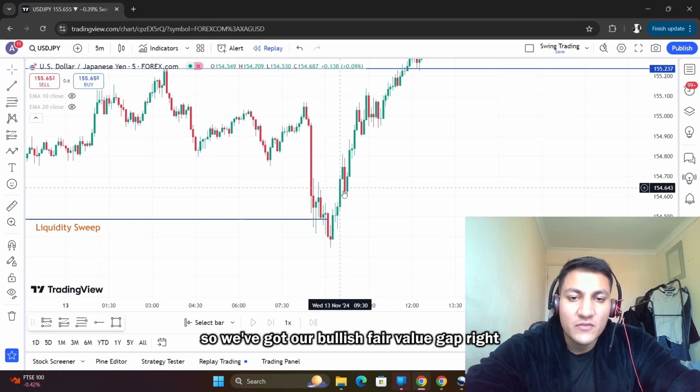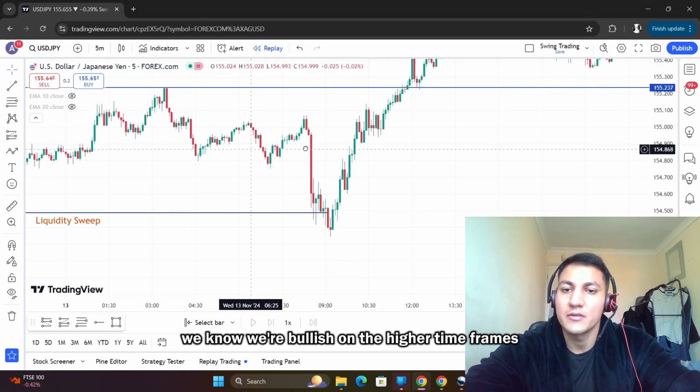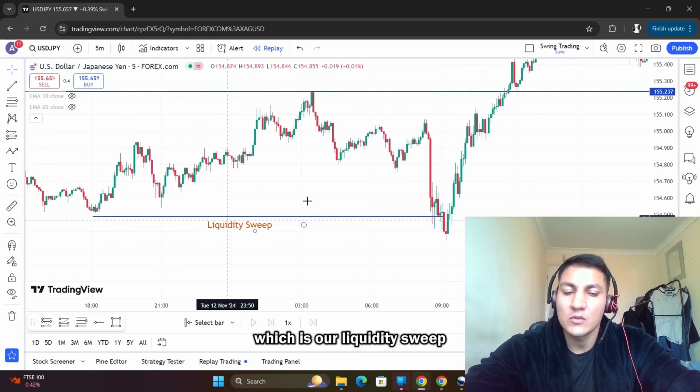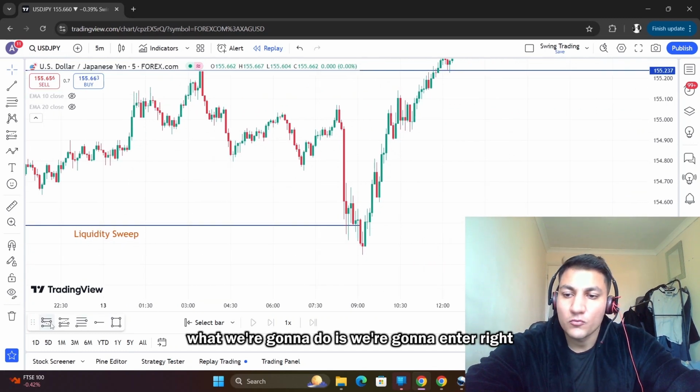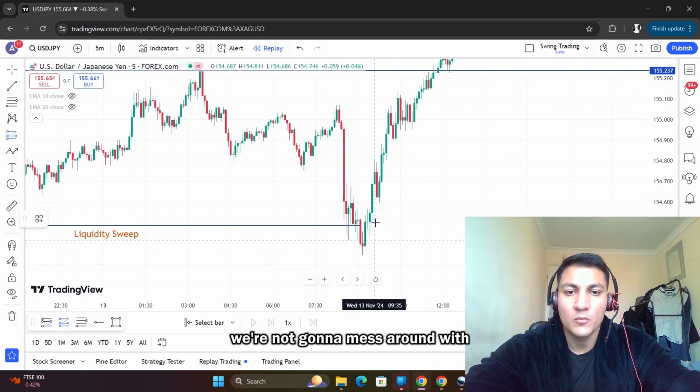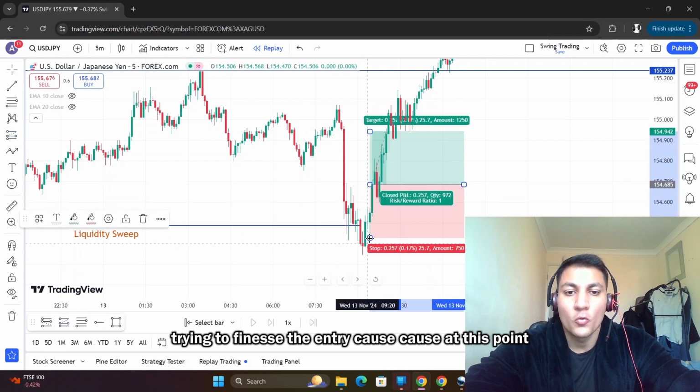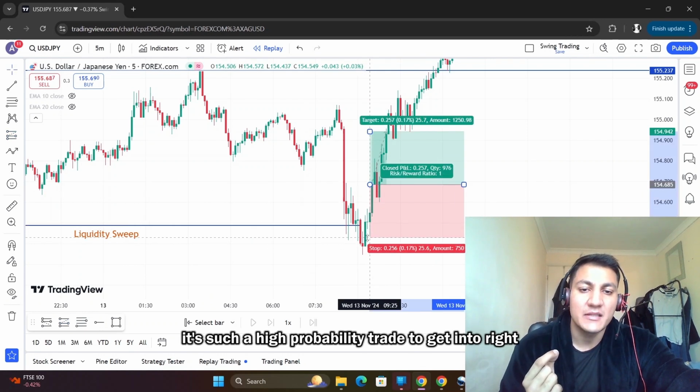So we've got our bullish fair value gap. We know we're bullish on the higher time frames. We've had a low taken out, which is our liquidity sweep, and we've got the bullish fair value gap. What we're going to do is enter right on that fair value gap. We're not going to mess around trying to finesse the entry, because at this point it's such a high probability trade to get into.